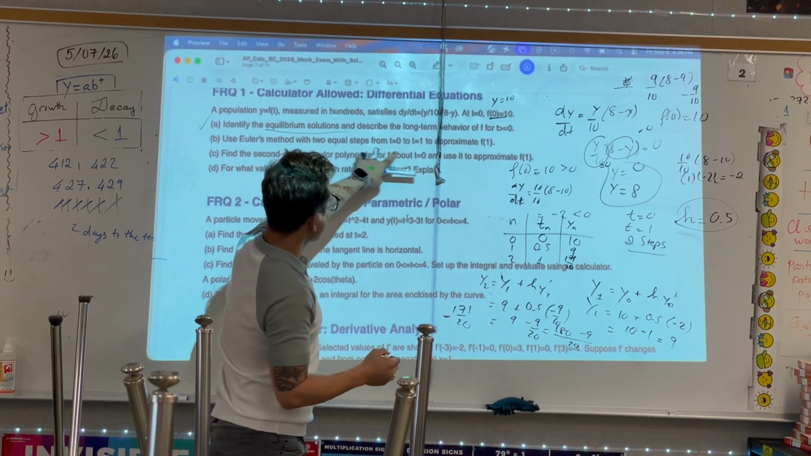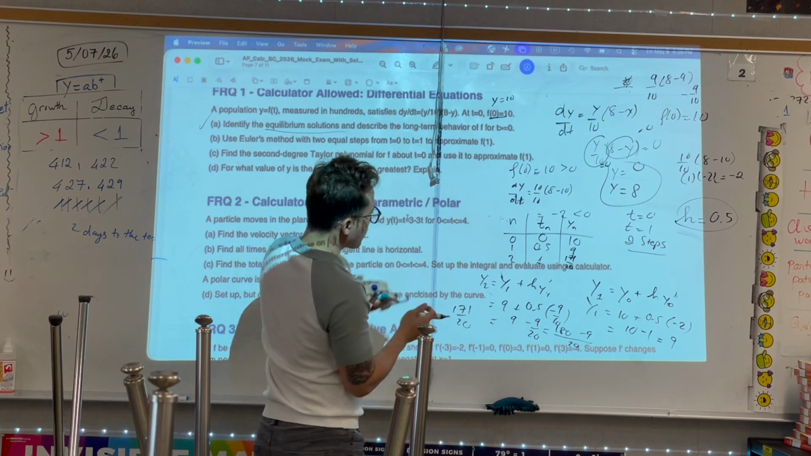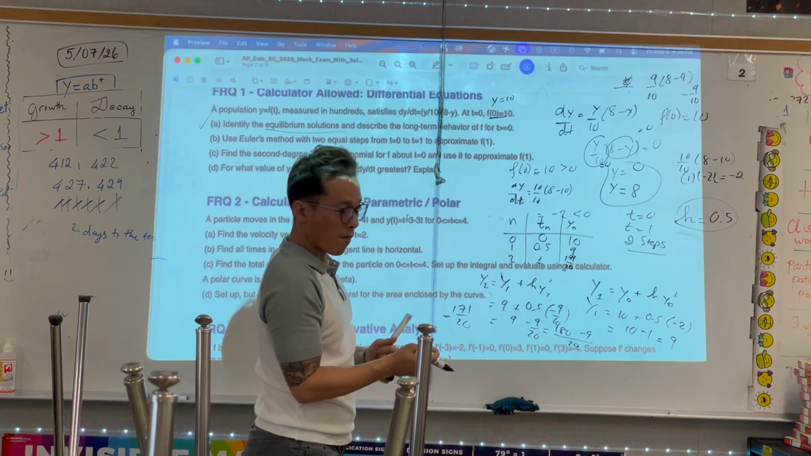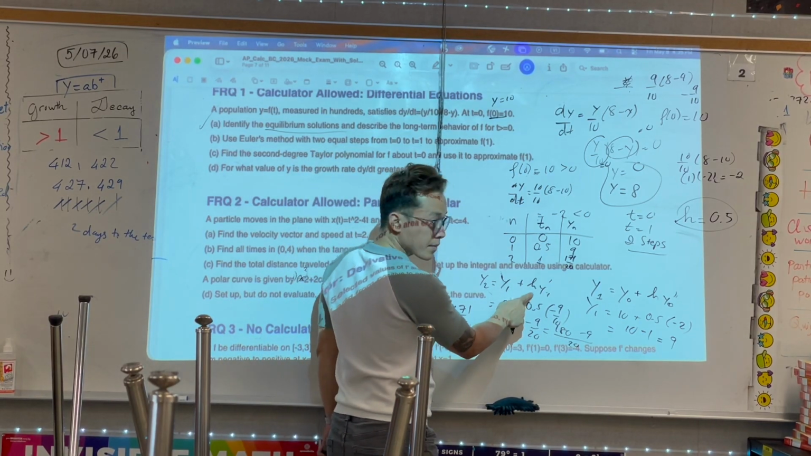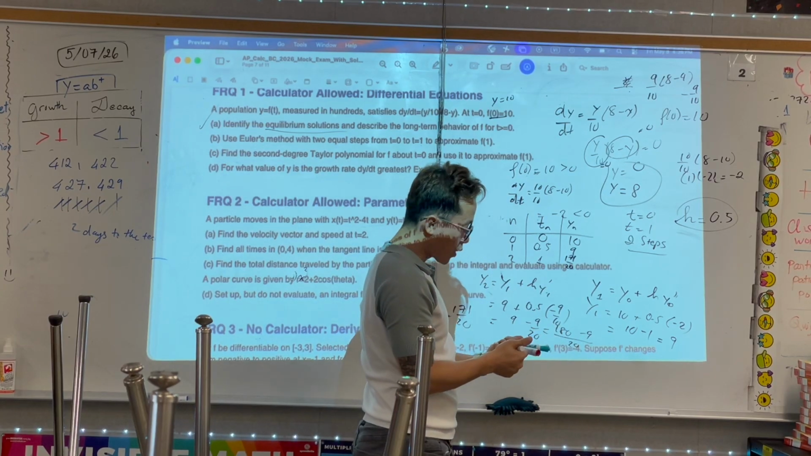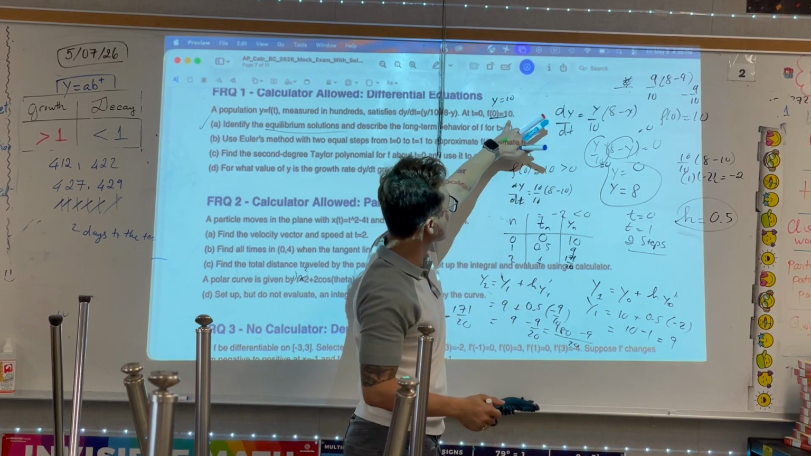This is the two equal steps to approximate y at t equal to 1. Right there, like the first part, the y1. So y1 equals y0, the initial one. y0 is 10.